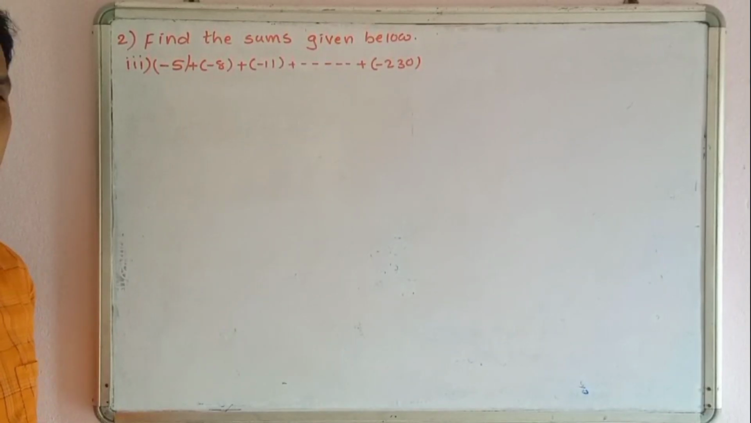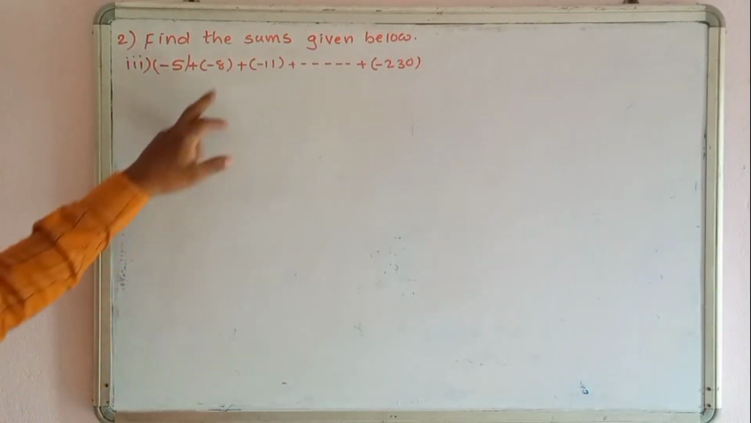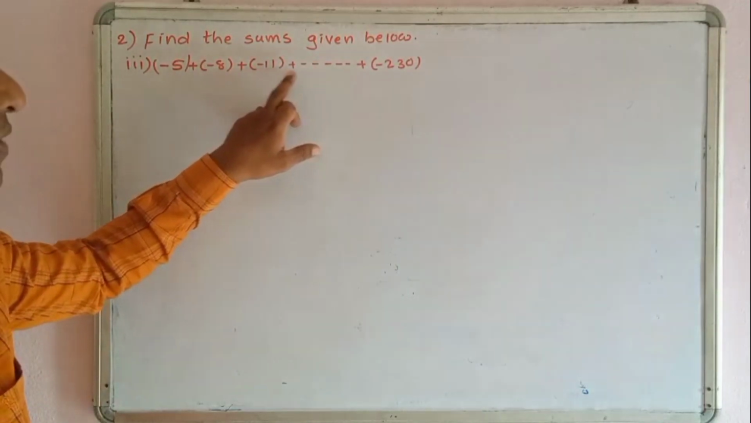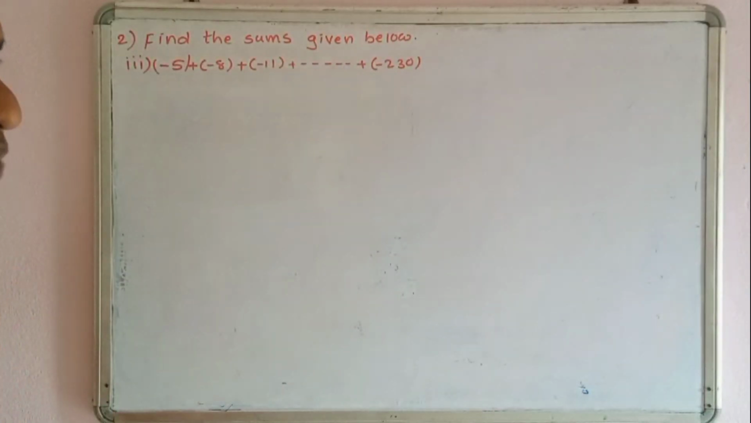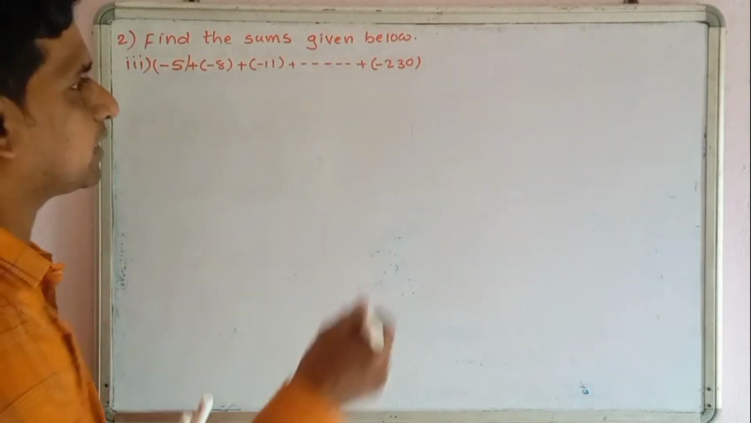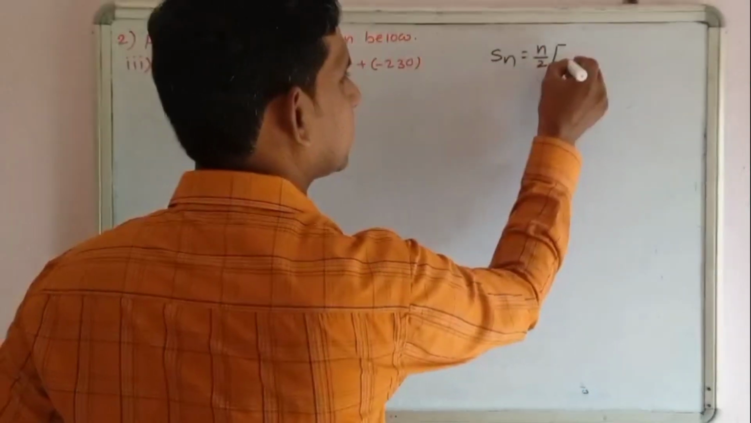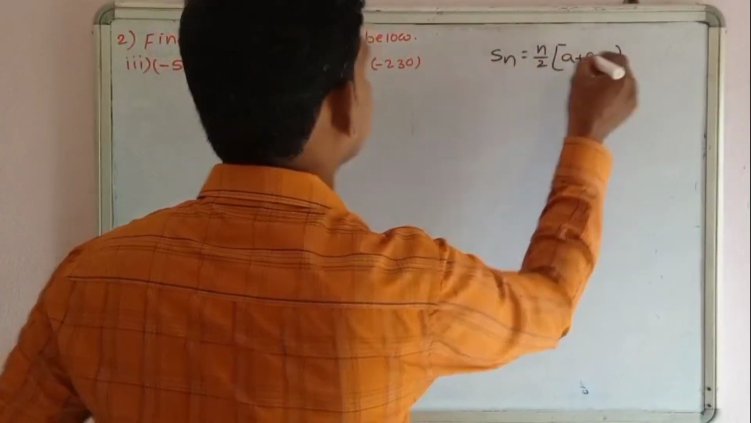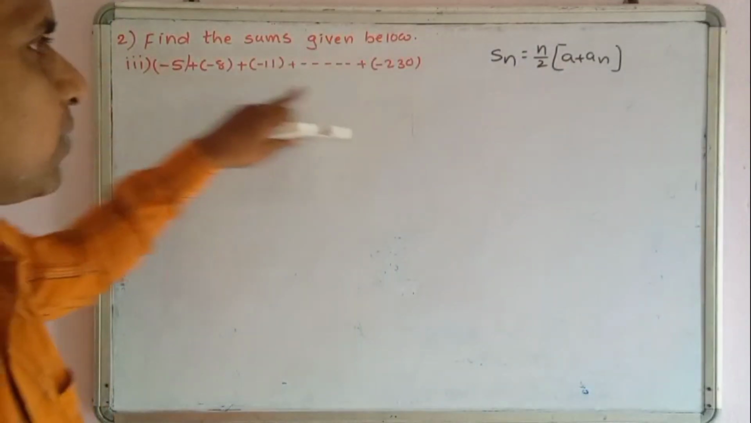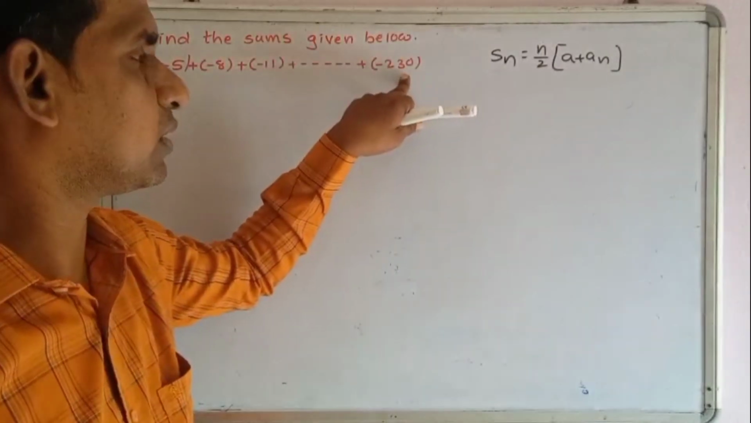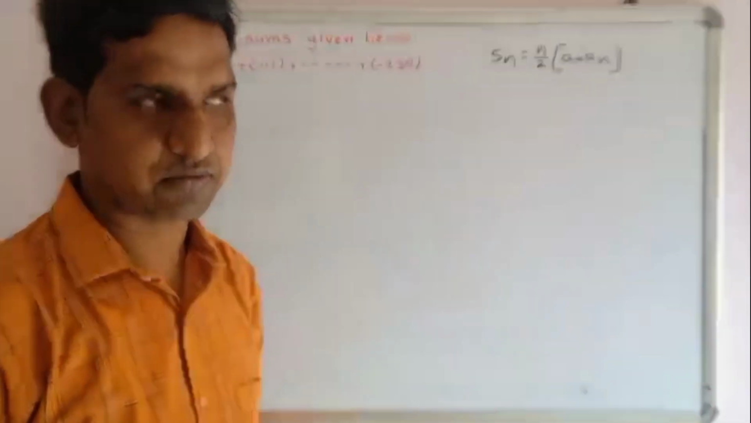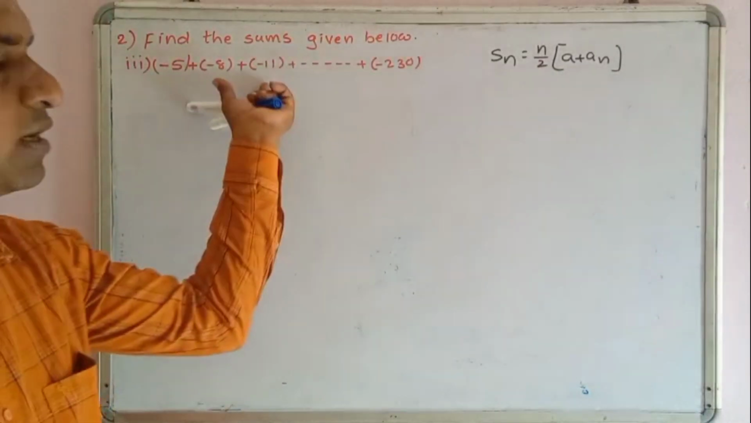Third problem: find the sum of minus 5 plus minus 8 plus minus 11 and so on up to minus 230. Okay, find the sum. What is the sum formula? Sn equals n over 2, that means n by 2 into (a plus an). Here a is minus 5, an is minus 230. But I don't know the value of n, so first find the value of n using the terms.